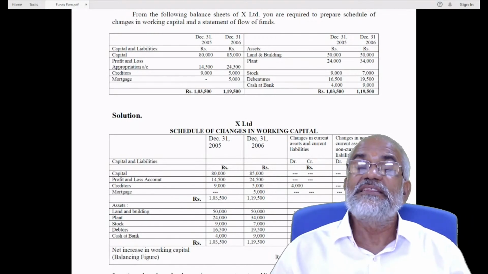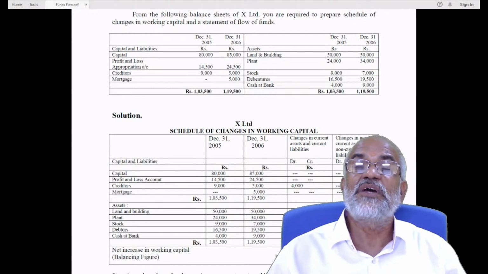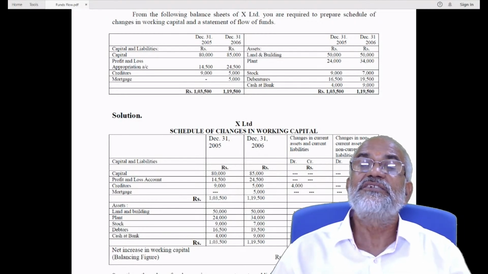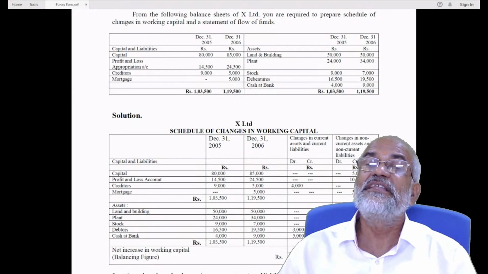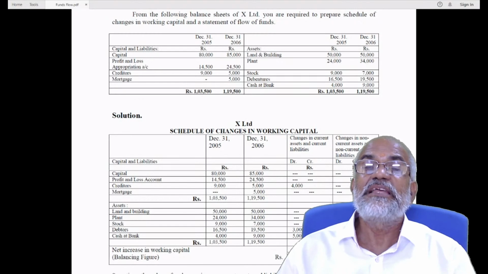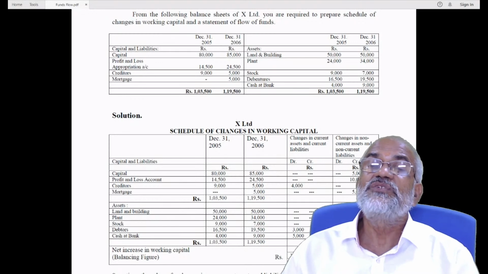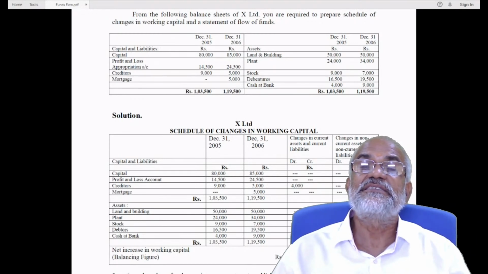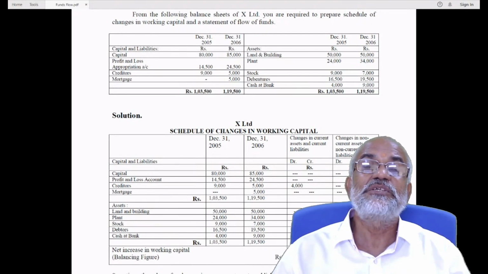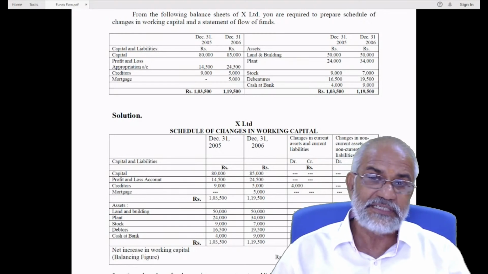Stock was 9,000 as on 31st March 2005 and 7,000 as on 31st March 2006. Debentures were 16,500 as on 31st March 2005 and 19,500 as on 31st March 2006. And the cash and bank balance was 4,000 as on 31st March 2005 and 9,000 as on 31st March 2006. The total of liabilities as on 31st March 2005 was 1,03,500, and the total of assets was also 1,03,500.